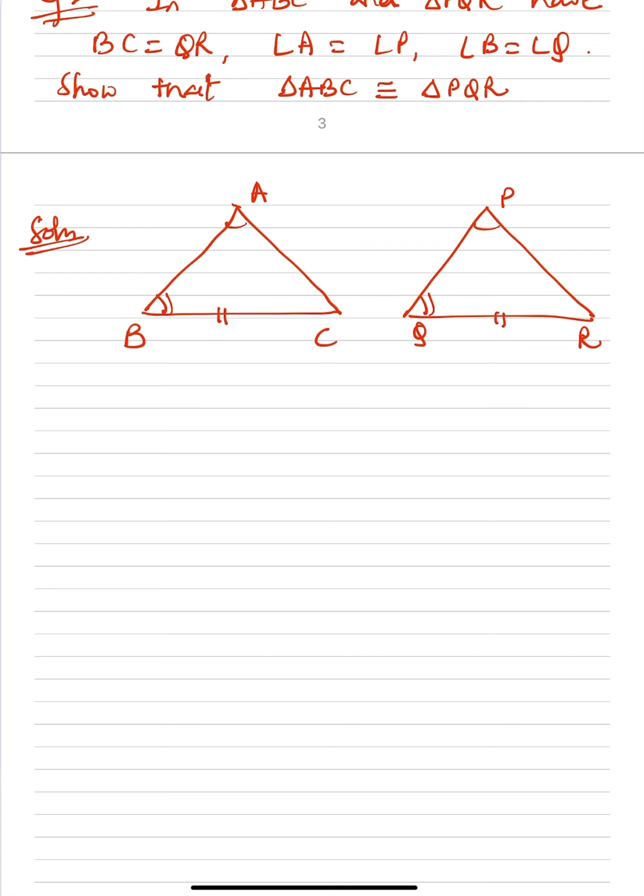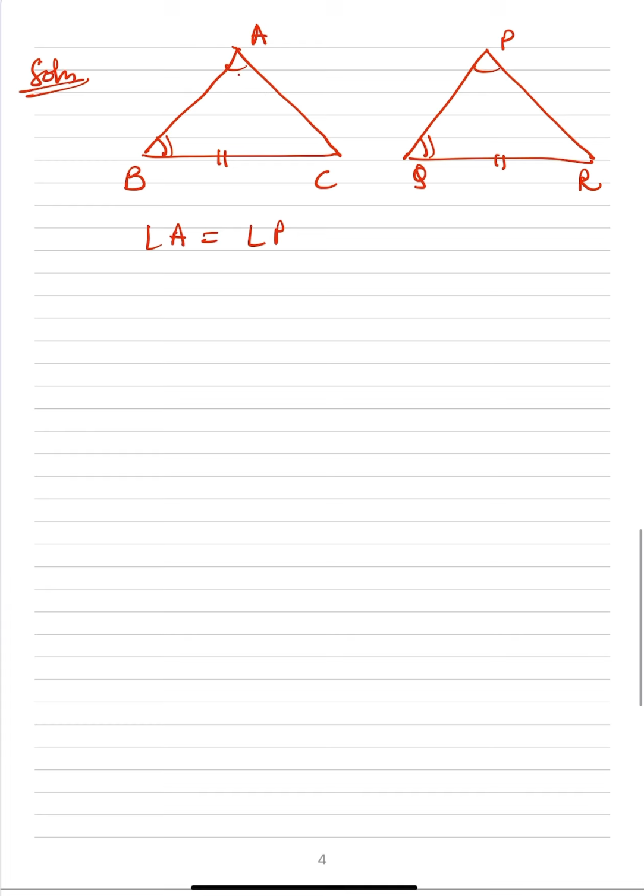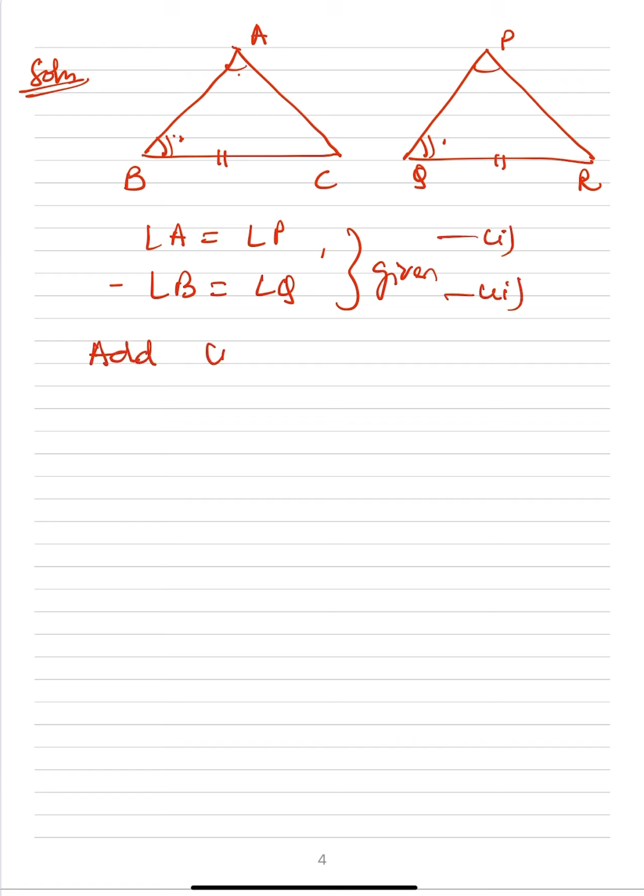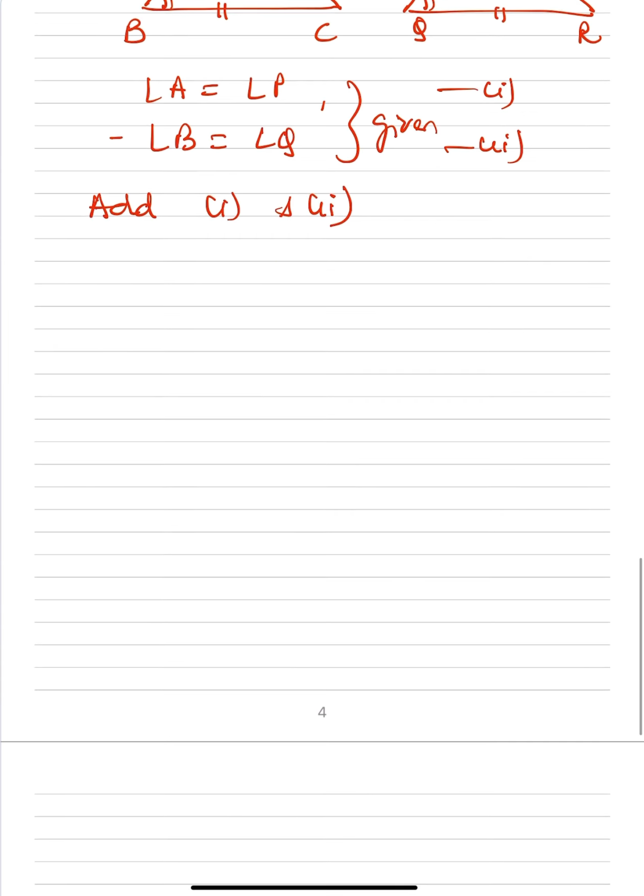Let us check. It is given that angle A is equal to angle P. This is 1. It is also given that angle B is equal to angle Q. This is 2. We will add 1 and 2. What will we get? Angle A plus angle B is equal to angle P plus angle Q.